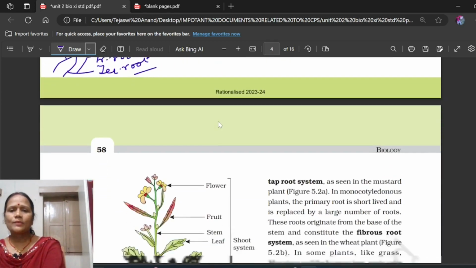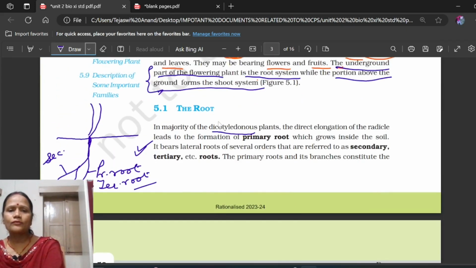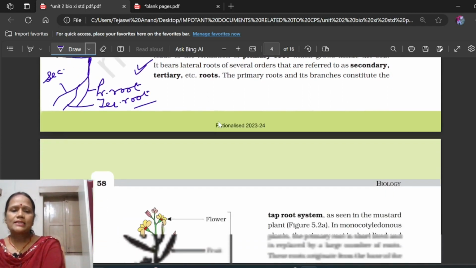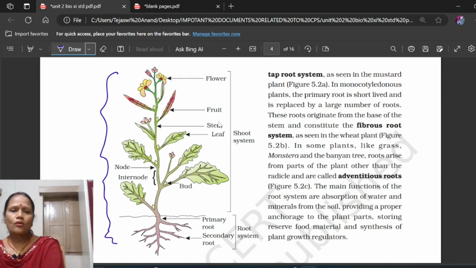The primary root and its branches constitute the tap root system. I have told you that roots are of two types: one is tap root and another one is fibrous root. Now you can understand very well what is the taproot system. You can see here a very typical plant, a mustard plant, a very complete plant in all features, where you can find the primary root and secondary root. This is called the root system, and all the portions of the plant above the ground are called the shoot system.